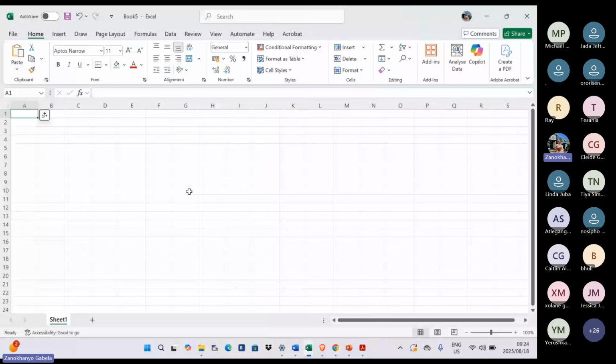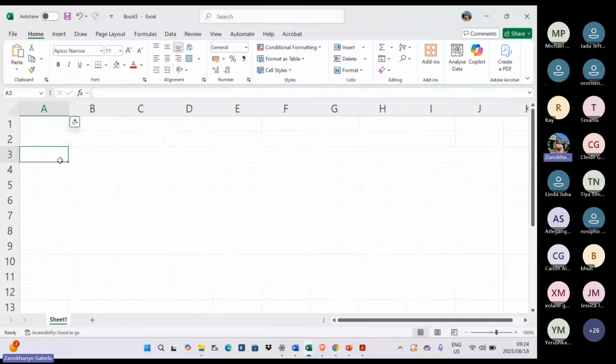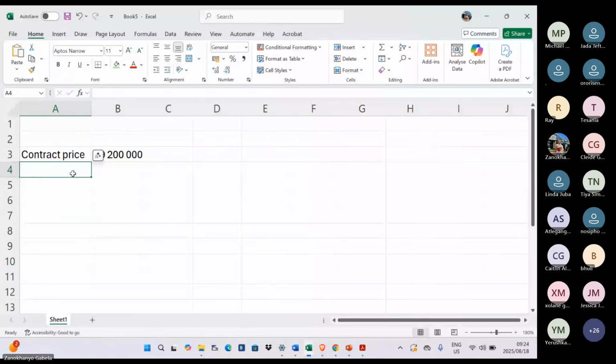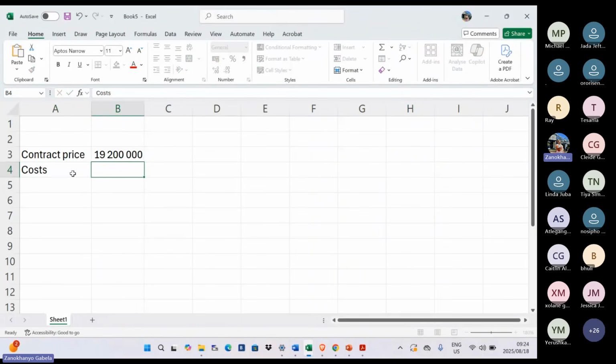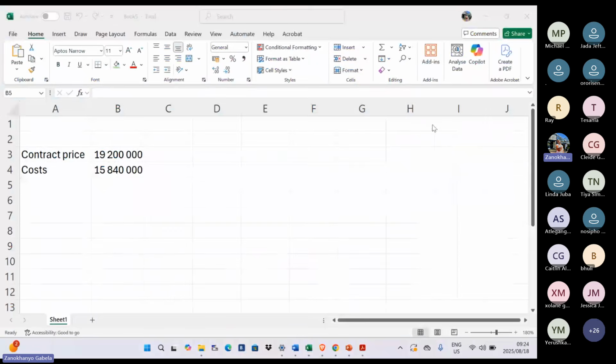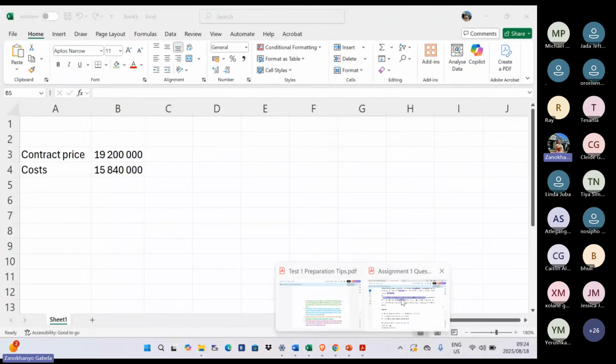Perfect. Let's do this. The first thing you want to do in an exam is to collect all your data down. So we'll have a contract price. We're given 19,200,000. And then, what else were we given there? We were given the estimated costs. I think it was 15,840,000. Let's go and confirm just to see that we are all together. Yes, I saw 15,840.